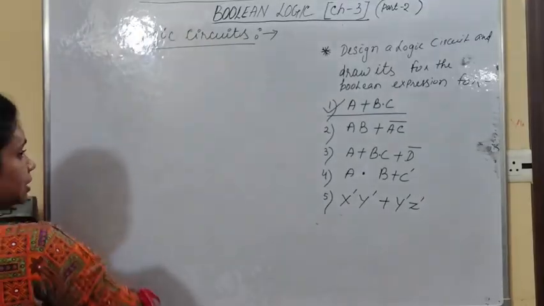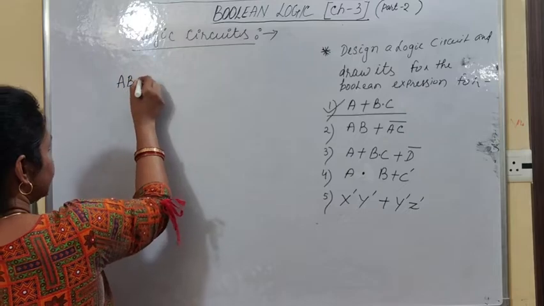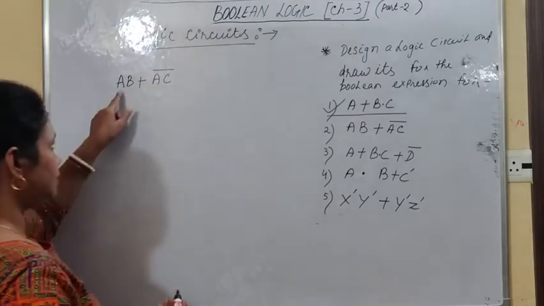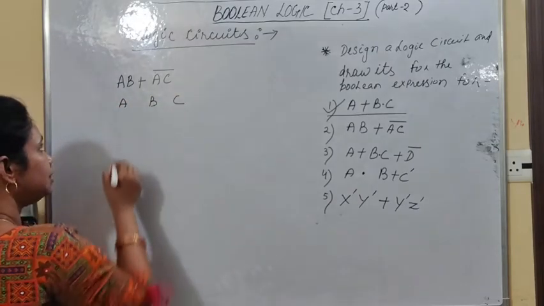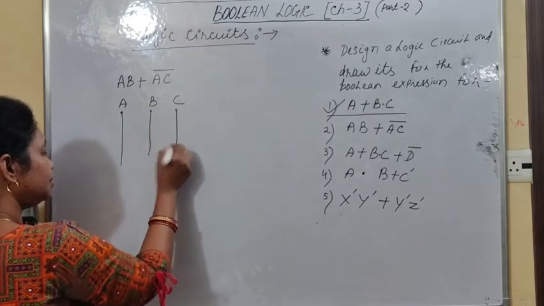So what is our second question? AB plus AC whole bar. Let me write the expression, AB plus AC whole bar. Now again there are 3 variables. One is A, second one is B, third one is C. Just extend the signals: A signal, this is B signal and this is C signal.